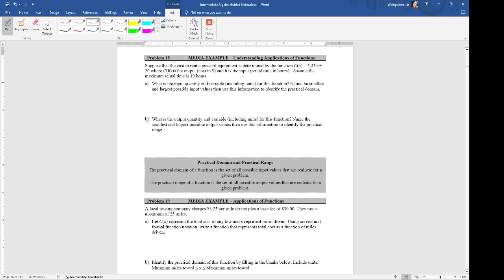What is the input quantity and variable for this function? Well, it's kind of nice of them, they gave it to us. h is the input, rental time in hours. So h, rental time in hours.